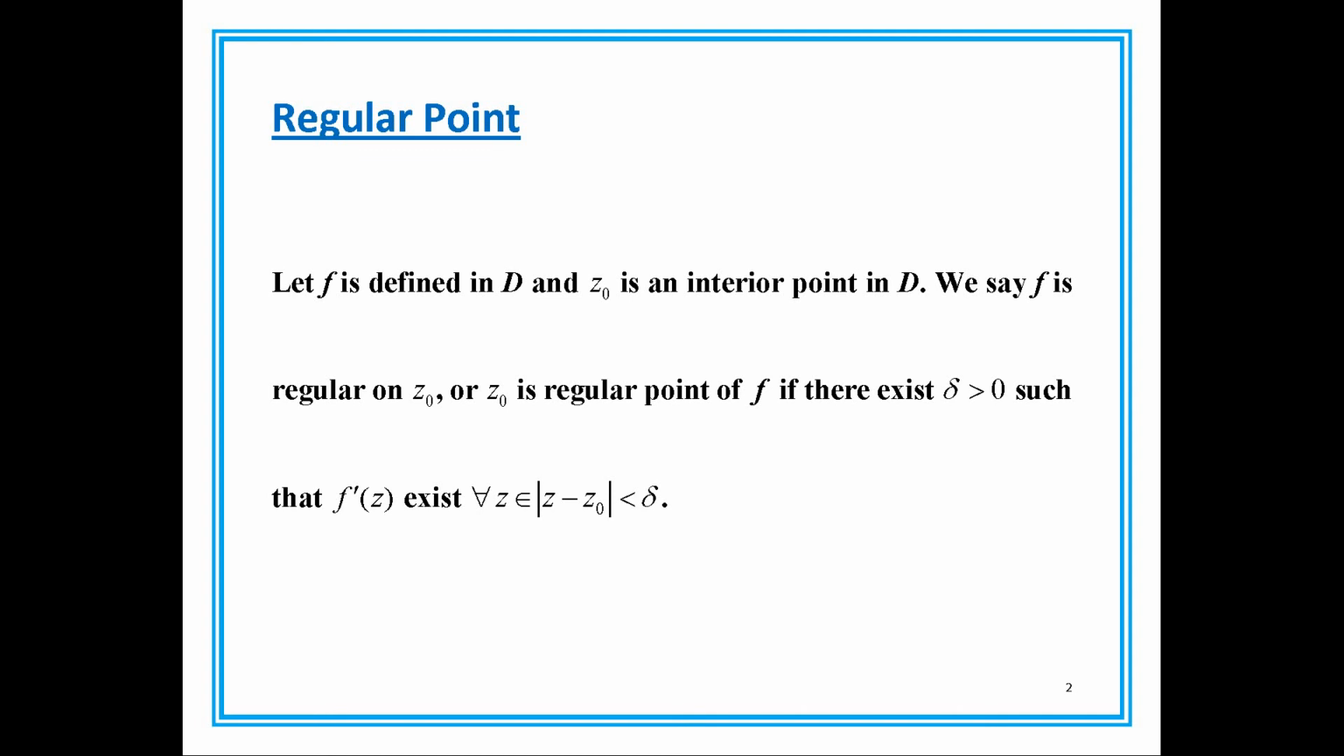We say that f is regular at z0, or z0 is a regular point of f, if there exists delta greater than 0 such that the derivative of the function exists for all z belonging to the delta neighborhood of z0, that is, modulus of z minus z0 is less than delta.